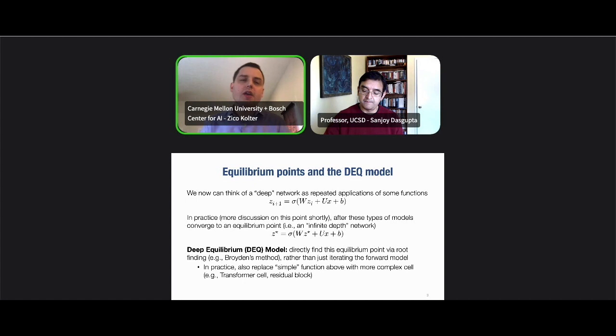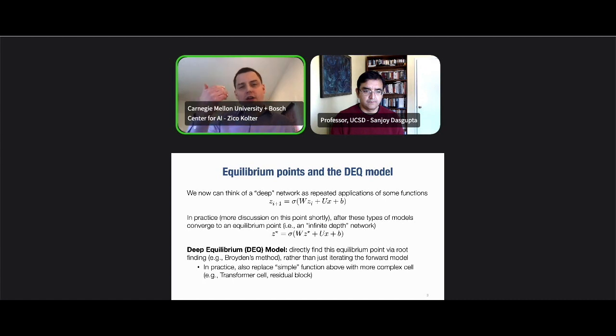In practice, we do go a little bit more complex than this. It isn't just a single nonlinear function like this, but maybe we have a few different cells in our nonlinear function that we're iterating, like a transformer cell or a residual block. But the basic idea is very similar. We have a single cell for which we want to find the equilibrium point, not necessarily by iterating. And this is going to be the framework for the deep equilibrium model.